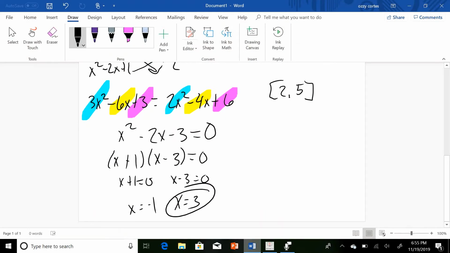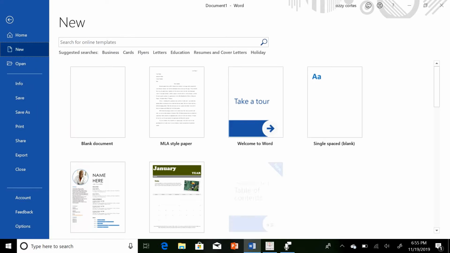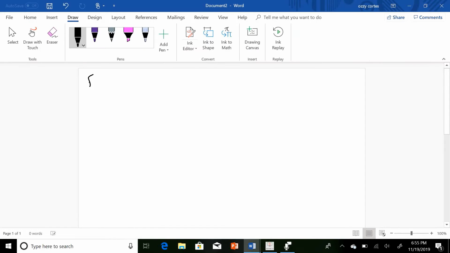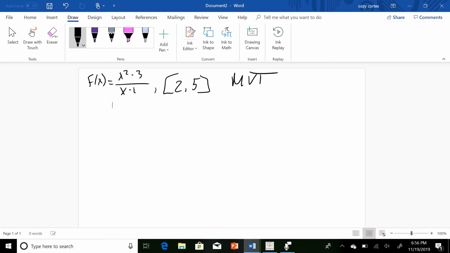So I know the one question that everyone needed help on was number 3, which is f of x is equal to x squared minus 3 over x minus 1 on the interval 2 through 5, and it's the mean value theorem.